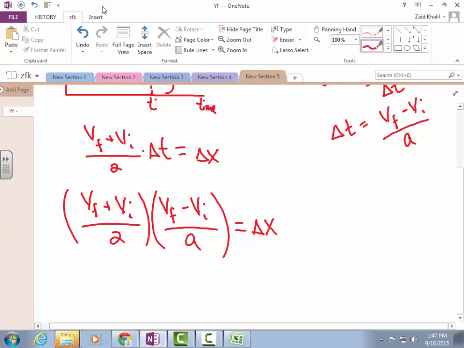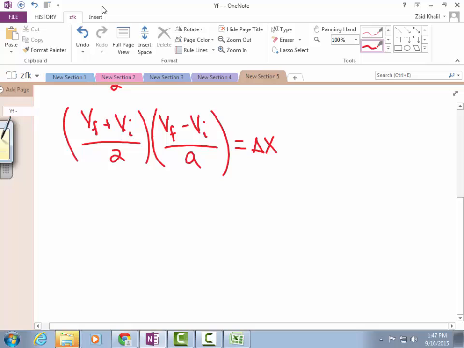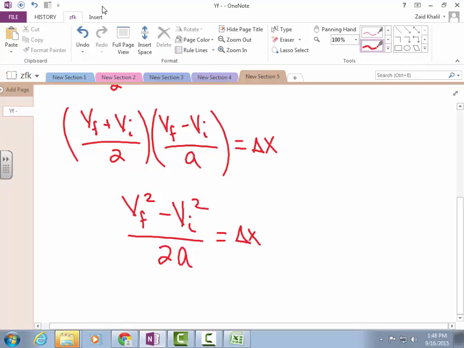So, what can I do now? I can FOIL the VF minus VI and the VF plus VI. What do I end up with here? Correct. This is called the difference of squares factorization. And so sometimes you'll see this arranged in various ways. The way I usually write it is VF squared minus VI squared is equal to 2A delta x.